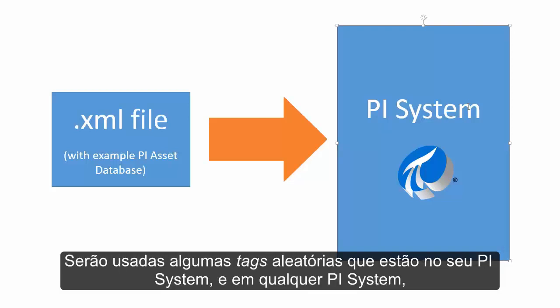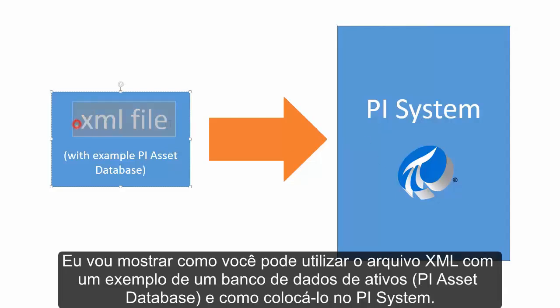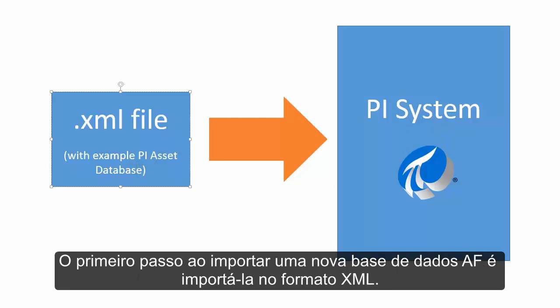Now, it's going to use some random-based tags that are on your PI System and every PI System, so some of the data might not make contextual sense, but it will be coming through as numbers. And I'm going to show you in this video how to take that XML file with an example PI asset database and put it into the PI System. Okay, so let's get started.